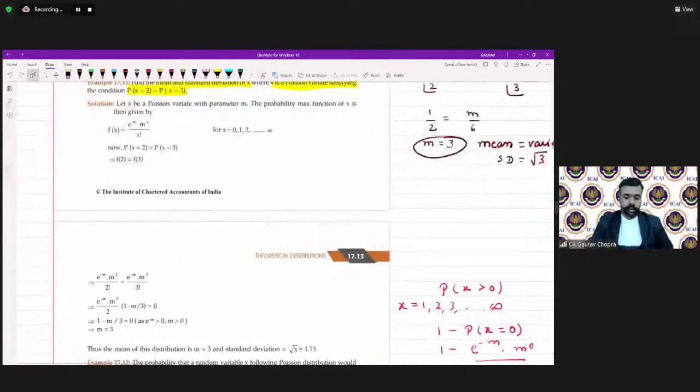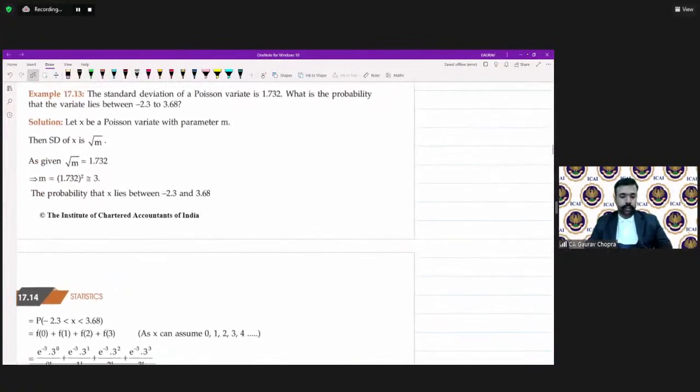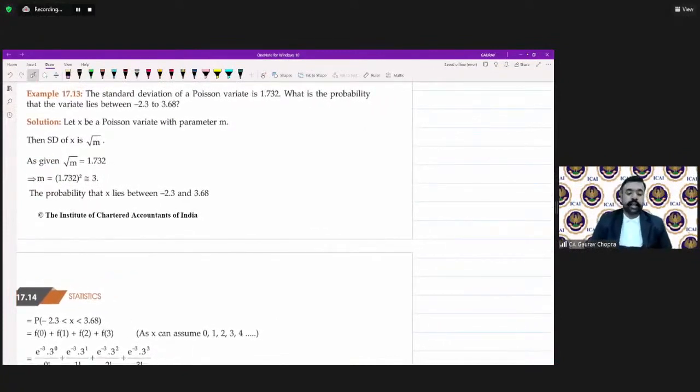Now let's come to our next question, 17.13. The standard deviation of a Poisson variate is 1.732. What is the probability that the variate lies between -2.3 and 3.68? So what is given here? Standard deviation is given. So from standard deviation, we can calculate variance.